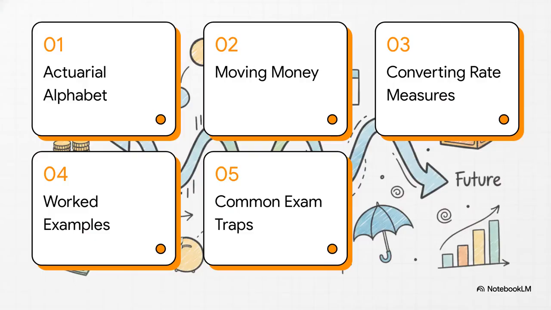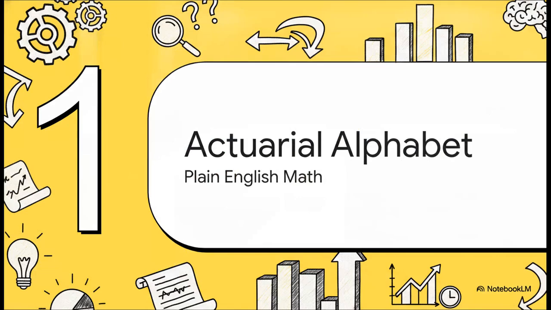So here is our roadmap for today. First, the actuarial alphabet. Second, moving money through time. Third, converting rate measures. Fourth, step-by-step worked examples. And finally, dodging common exam traps. All right, let's jump straight into Section 1, the actuarial alphabet, where we're translating the math into plain English.